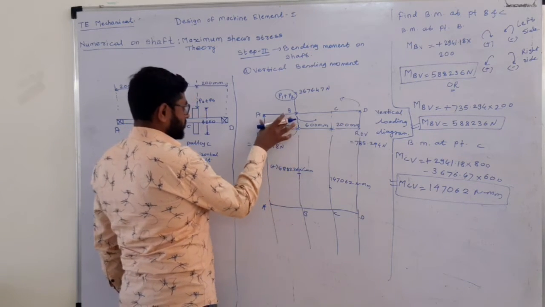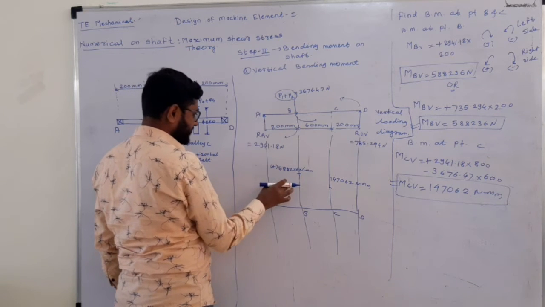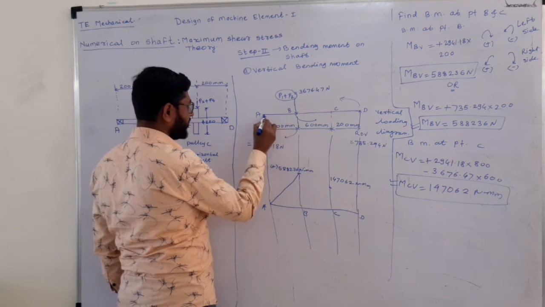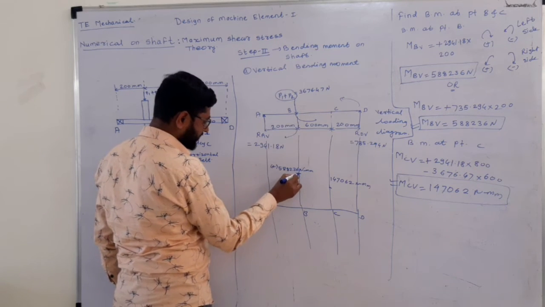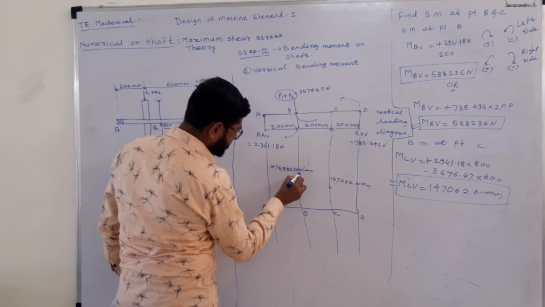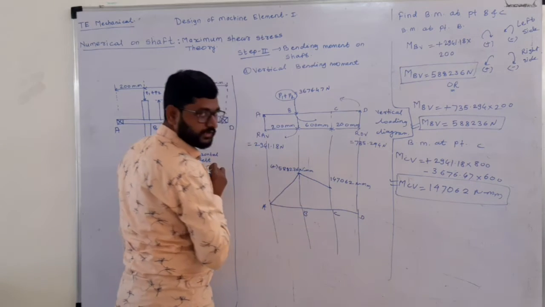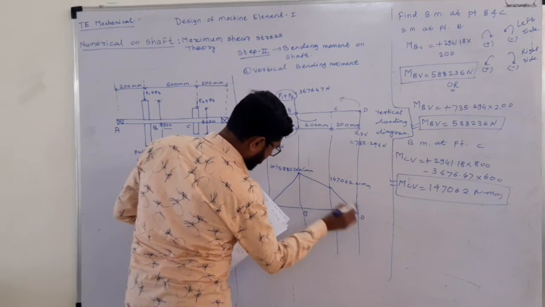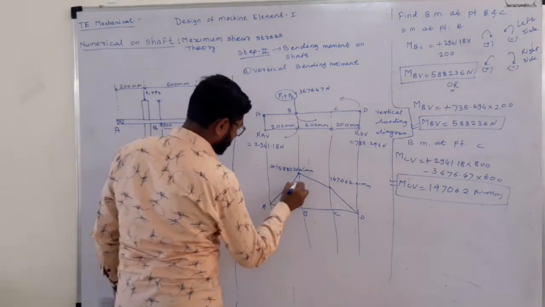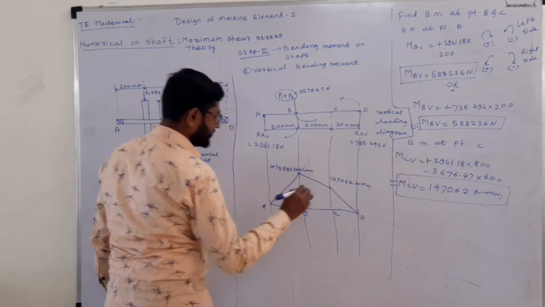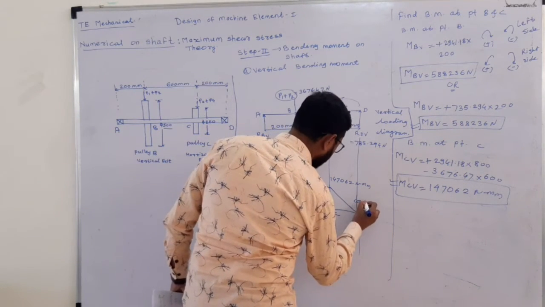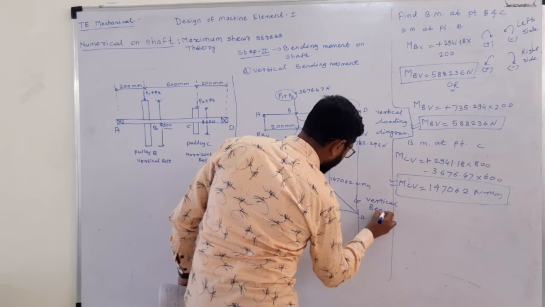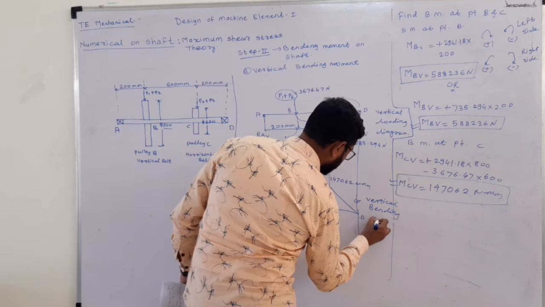We know that for vertical forces bending moment is an inclined line, or for point loads the bending moment is an inclined line. So we draw an inclined line here, and this point D, here point B, C and D. This is the vertical bending moment diagram.